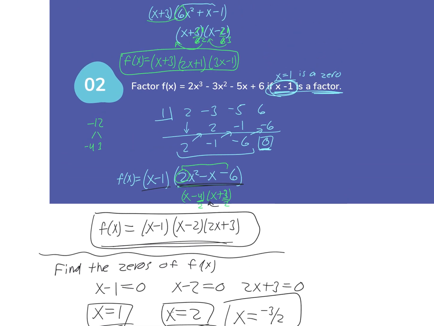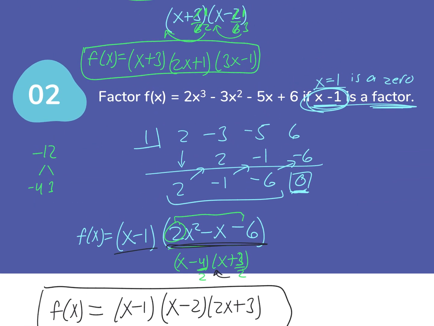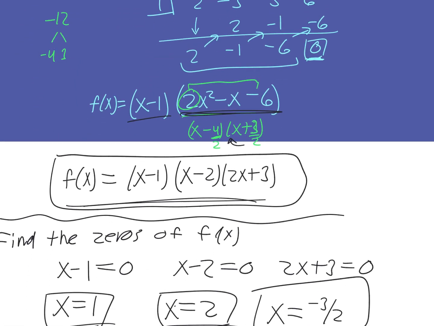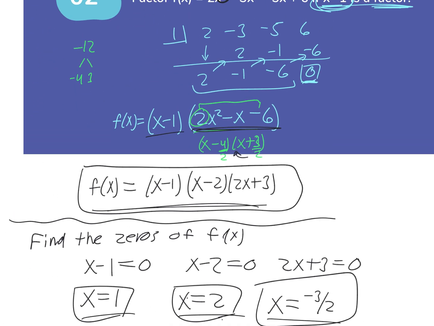which is consistent with what we expected from the beginning, because if you remember from a while ago, the highest exponent should tell you the amount of solutions that you should get, right? And we got 3 solutions, and we also got 3 factors.